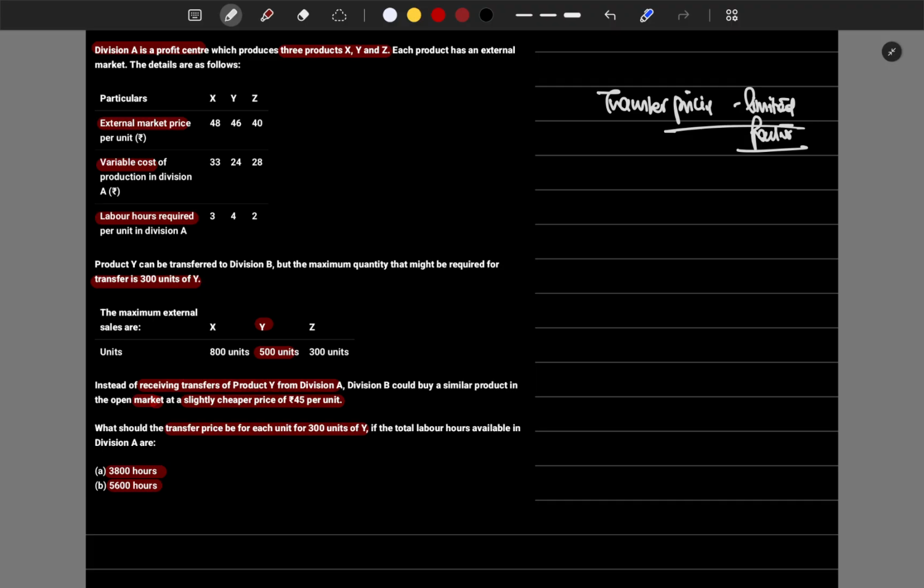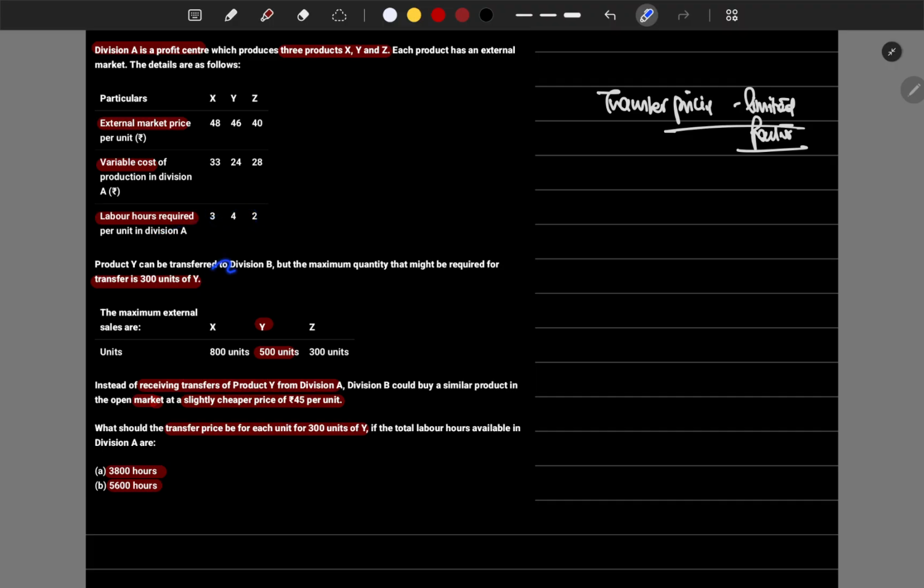Okay, let's quickly read the question. Division A is a profit center which produces three products X, Y, Z, and each product has an external market demand. The details are as follows. What is the external market price, which is the sale price? Variable cost gives us contribution. This is the labor hours required, which is the limited factor we have in this question.